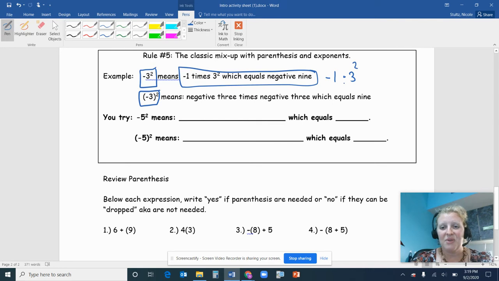Okay, so if I were to do that, well, let's just change. We know that 3 times 3, 3 squared is 9. So really the problem you're supposed to be doing is -1 times 9. So in that case, my answer is -9.